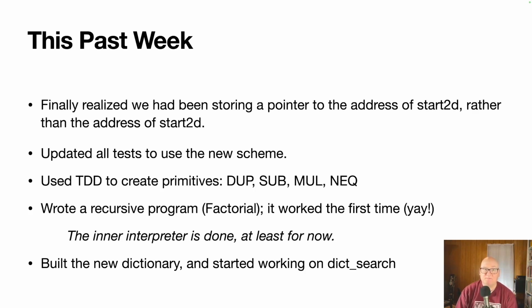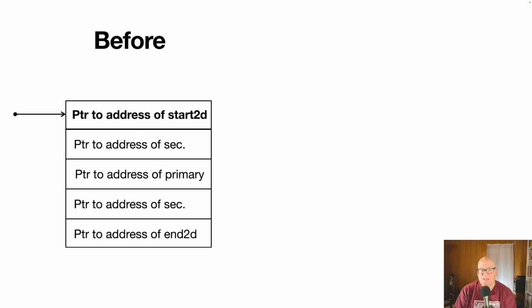So what was that problem with the addresses? Well, our secondary structure is basically a list of the addresses of other functions to call. And the first cell is part of the header, and we had a pointer to the address of start2d. Start2d is the assembly language routine that knows how to walk through that list and call the other methods or functions more accurately, I guess.